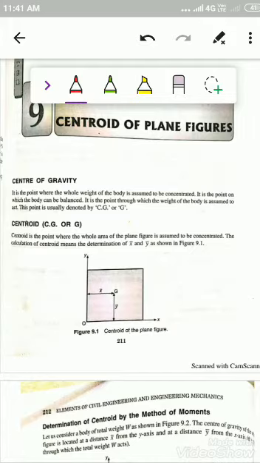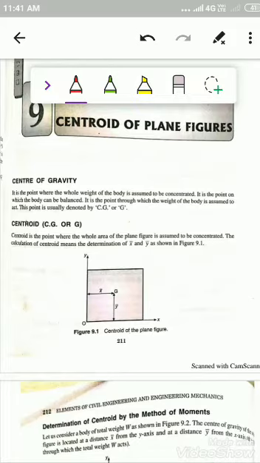You have two parts in each module, so let us try to complete one part in each module, then we will go for the next parts. Clear? The third module also has two parts: one is support reactions and another is the analysis of trusses. It is somewhat difficult to understand the analysis of trusses by means of a video, so we will go to the next module, that is the centroid of a plane figure. The remaining parts I will try to complete when the college reopens.